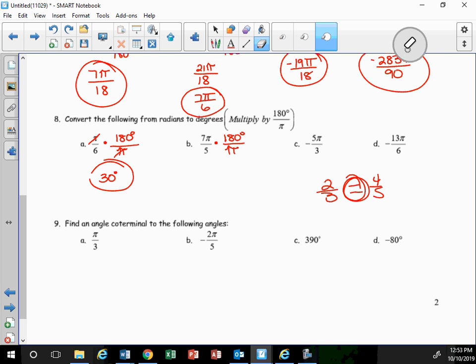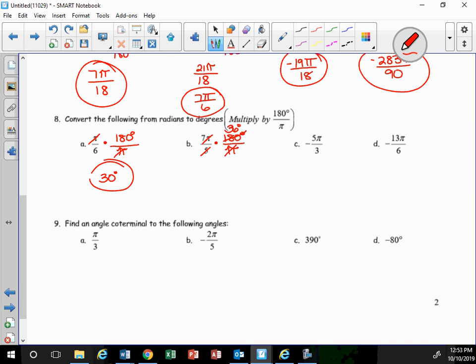Okay. All right. On this one, don't do 7 times 180. I don't want to do 7 times 180, so I would divide first. How many times does 5 go into 180? 36. Okay. And the pi's cancel. So 7 times 36, I do that in parts. That's the same as 7 times 30 plus 7 times 6. So what is 7 times 30? 210. And what's 7 times 6? 42. What's 210 plus 42? There you go.